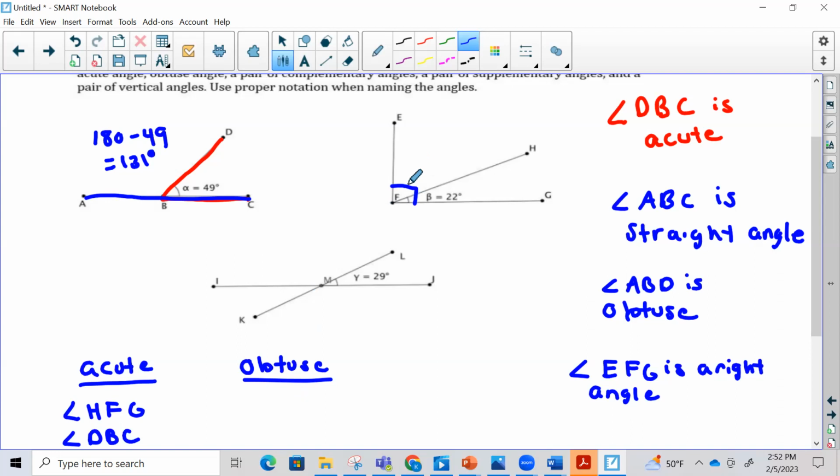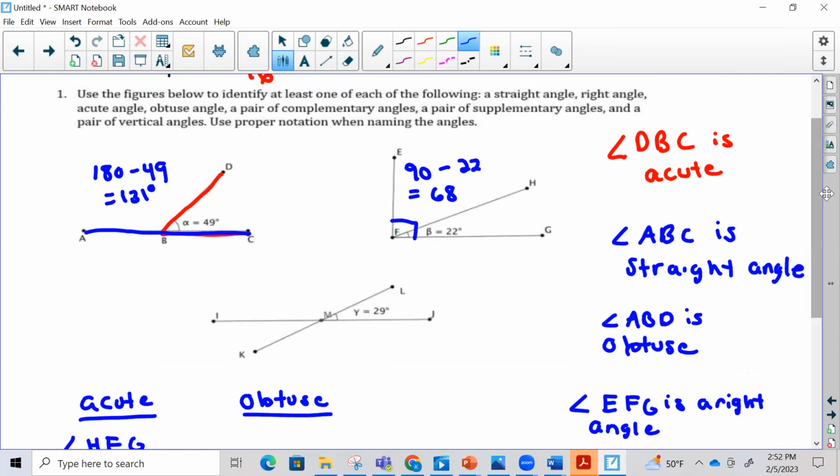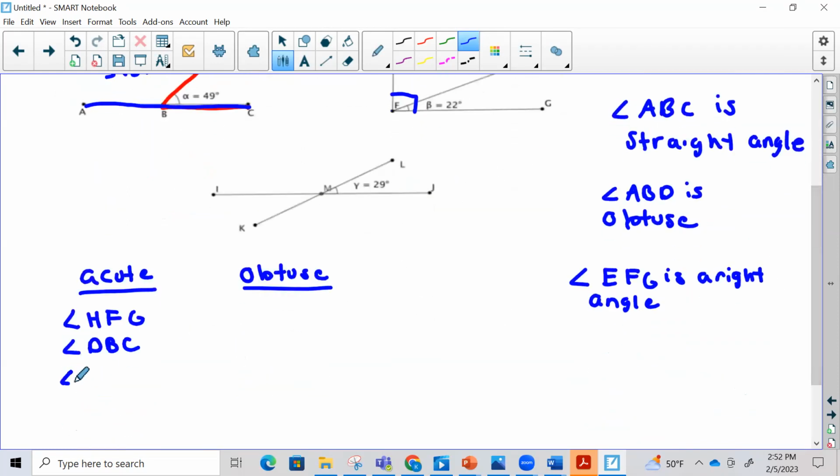And then this angle, you can calculate it. Some of you might be able to tell just by looking at it. This angle will have to be less than 90 because the whole angle is 90. I would subtract out this piece of the angle, which is 22, to give me the measure of angle EFH, which is 68 degrees. And so again, E, F, H are those three letters. That would also be an acute angle.